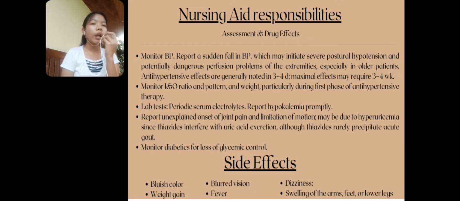The next is to monitor the intake and output ratio and pattern, and weight, particularly during the first phase of the antihypertensive therapy. Next is to do the lab test, the periodic serum electrolytes, then report hypokalemia promptly. Report unexplained onset of joint pain and limitation of motion, which may be due to hyperuricemia, since the thiazide interferes with uric acid excretion, although thiazides rarely precipitate acute gout.